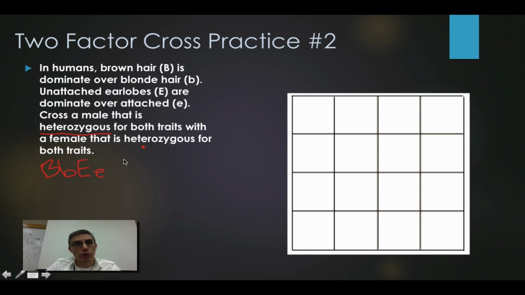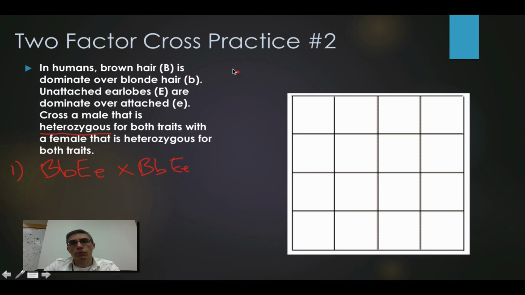And again, it said for both traits, so we know that for the earlobes, same thing. It's going to be heterozygous for that situation as well. So that's going to be crossed with a female that is heterozygous for both traits. So same exact setup. Capital B, lowercase b, capital E, lowercase e. All right, so that's going to be our very first step.